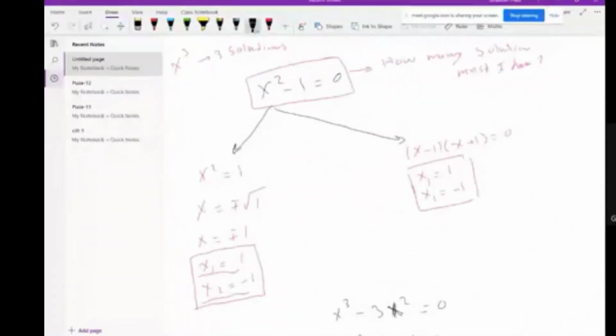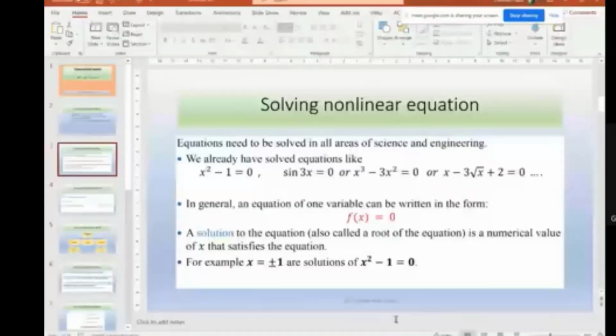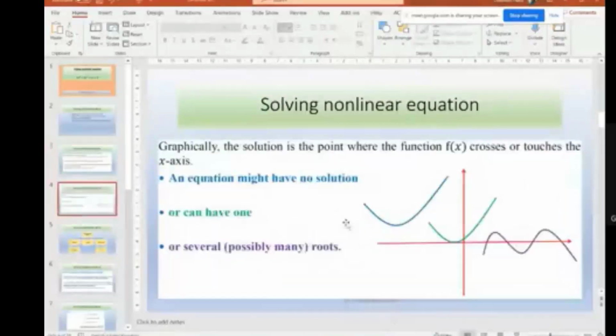For this equation, for example, at x equal 1 and x equal minus 1, the value of y here equals 0. Then this is named roots of equation.